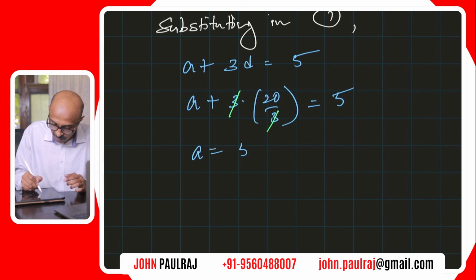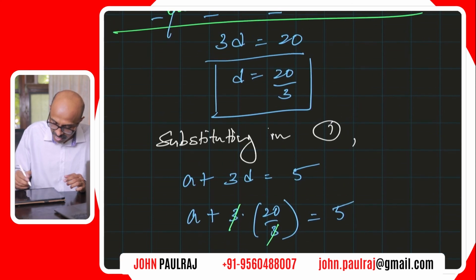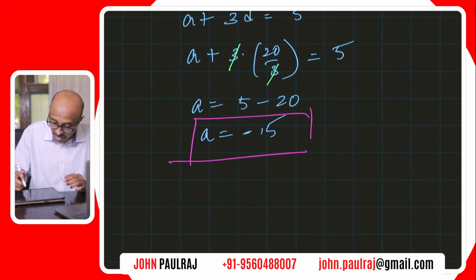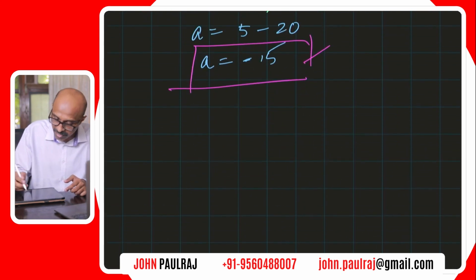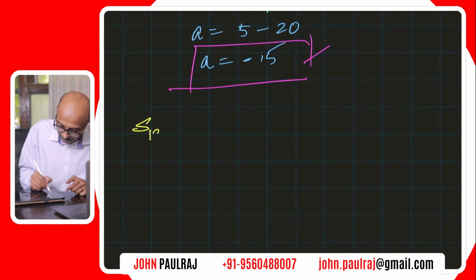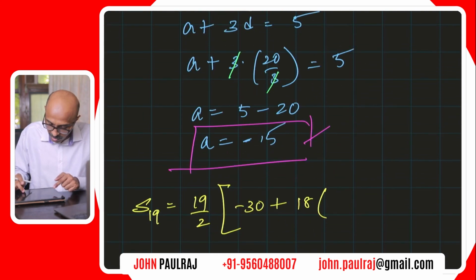So we have a is equal to 5 minus 20, or a is negative 15. So we found out the value of a as negative 15, and we have the value of d as 20 over 3. And using these two values, we can find out the sum of the first 19 terms. Let's do that quickly. All right. So S19 should be equal to 19 over 2, n by 2, times 2a, which is going to be negative 30, plus n minus 1. n is 19, so that's 18, times what? What's d? d is 20 over 3.